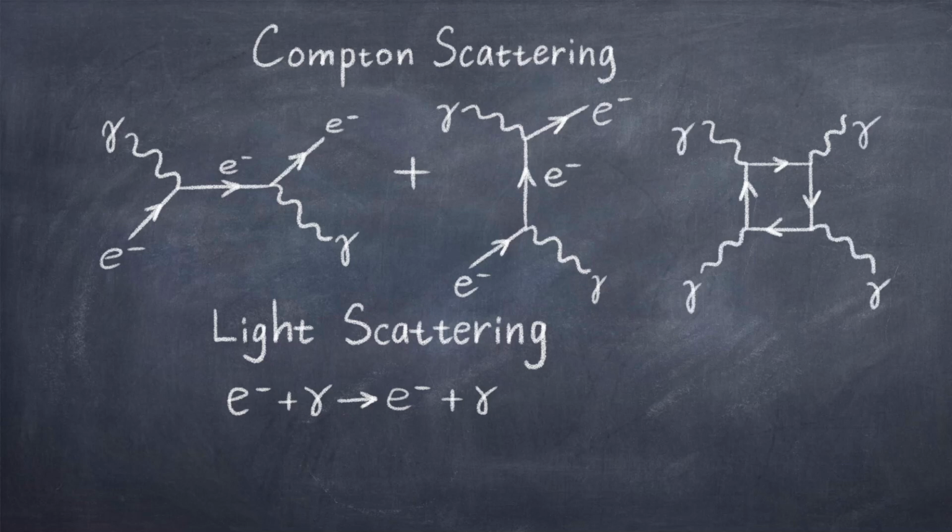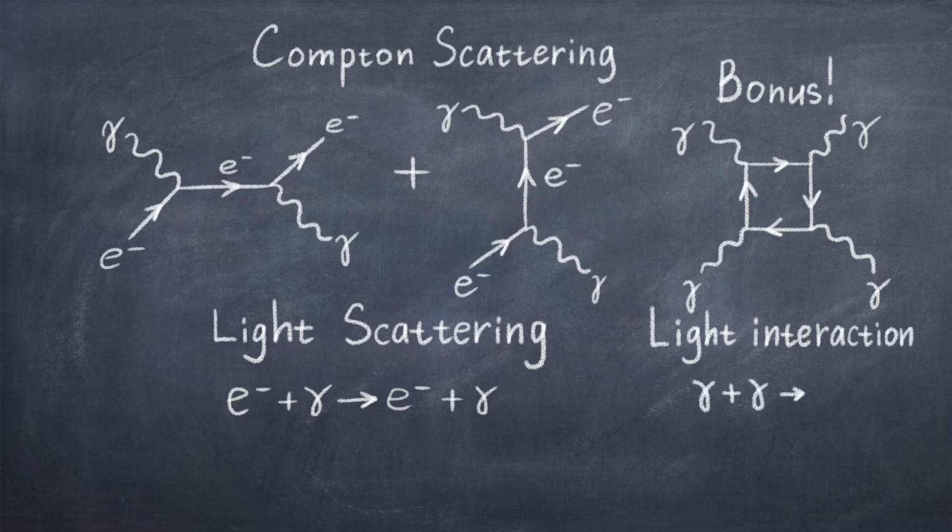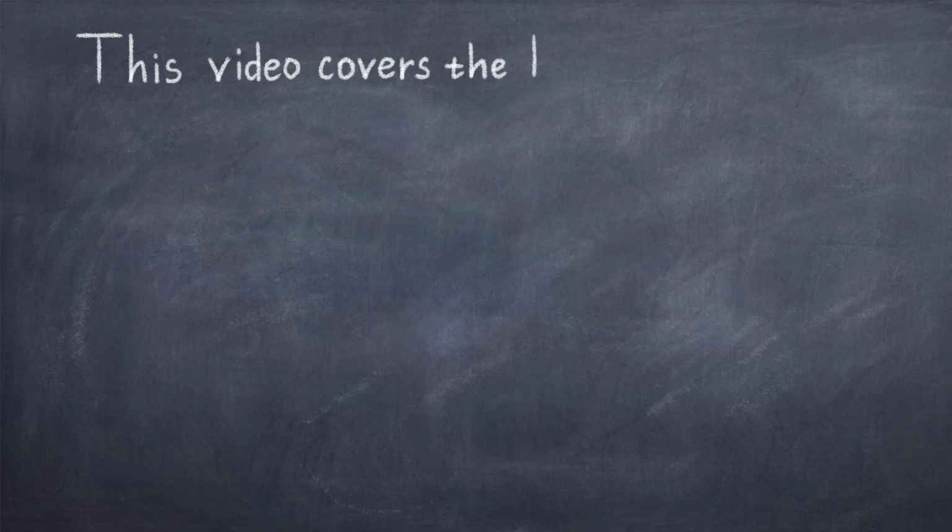Just as a bonus, there is actually also a special higher order diagram called a box diagram, where two photons interact with each other via a loop. Note this is not allowed at tree level, but only at loop level, and therefore it is a more exotic process. This video only covers some of the most essential processes of QED and the underlying theory behind it.